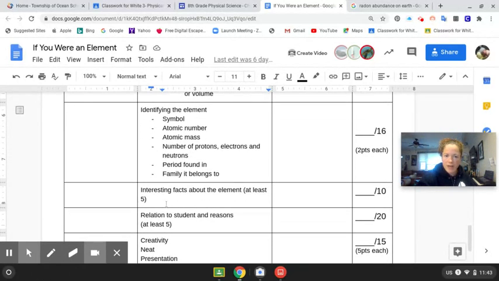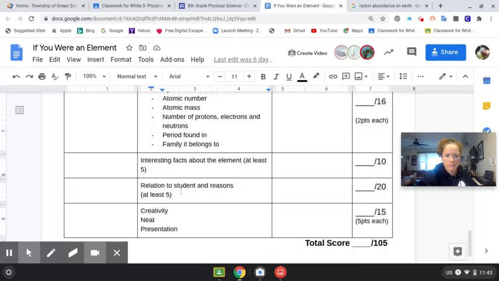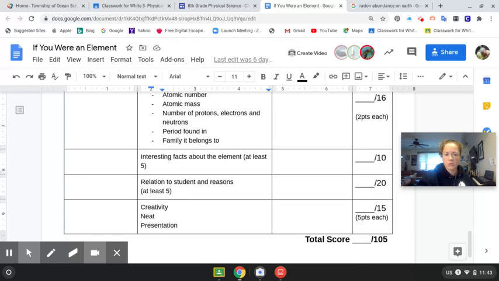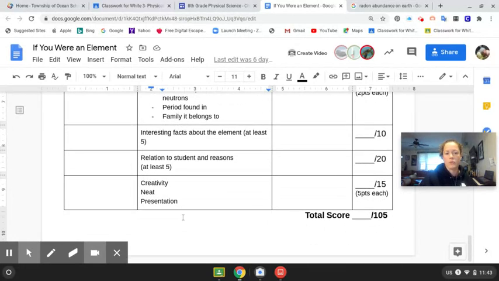5 interesting facts. Look them up online. 5 ways you relate to the element. Those are ways that you have all told me already that you already have them. So you guys should be okay with that. You understand that. And then creativity, neat, and presentation. That's just part of your project.